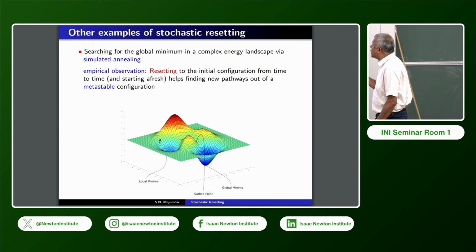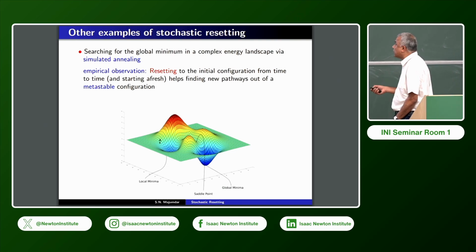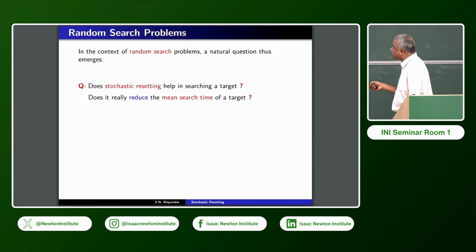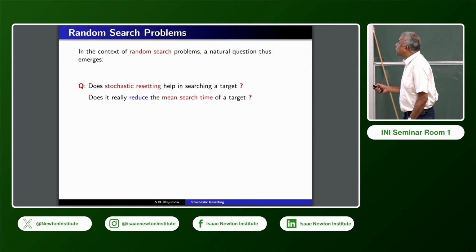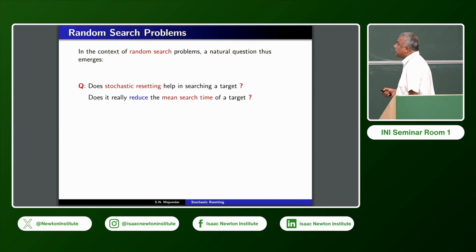Empirically, people have been doing that, and they find that indeed this kind of stochastic resetting helps to find the target and reduces the search time, but there was no quantitative estimate for this. So this is the question then: does stochastic resetting help in searching a target? And does it really reduce, for example, the mean search time of the target?